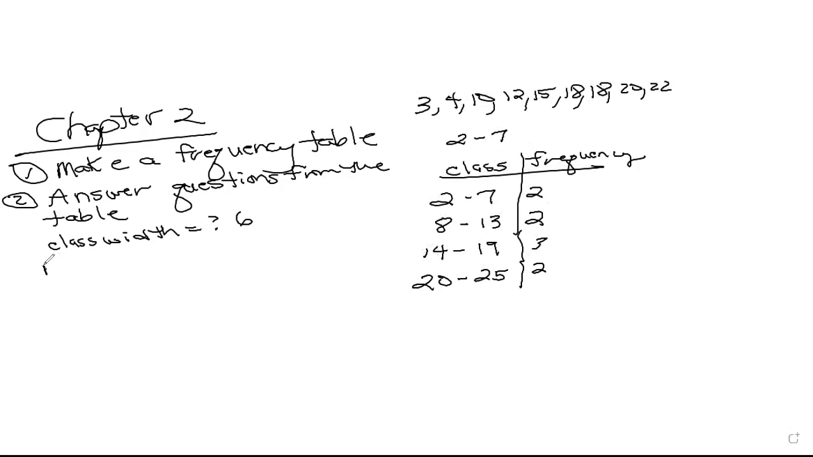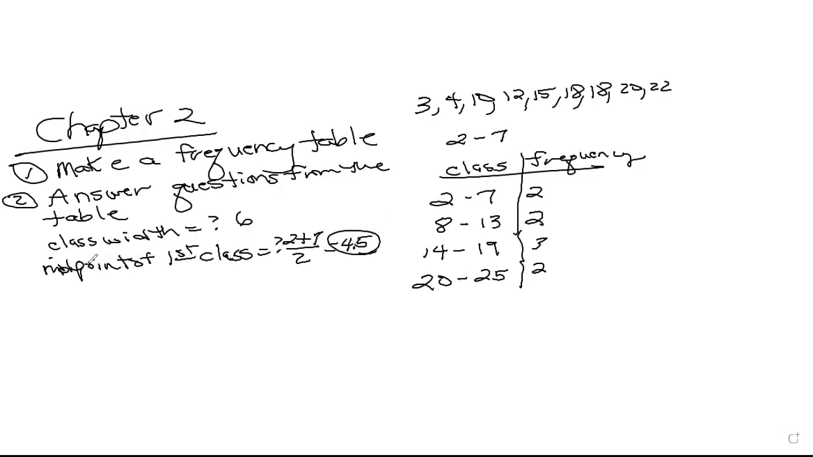I might ask you to find the midpoint of a class. Like if I said, what's the midpoint of the first class? Remember what you do: you take the lower limit and the upper limit, and you add them and divide by 2. So 2 plus 7 would be 9, and when you divide that by 2, you'd get 4.5.